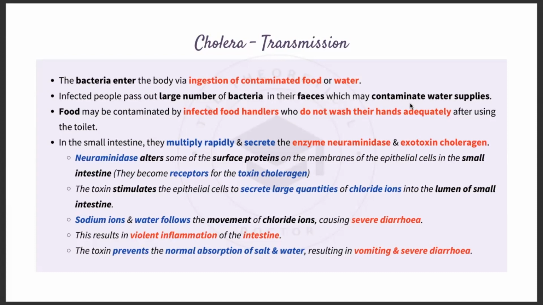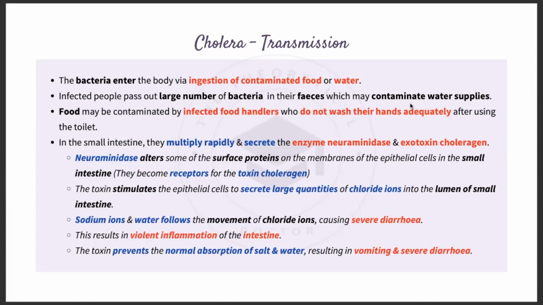So what happens is in the small intestine, these bacteria will multiply rapidly and secrete the enzyme neuraminidase and exotoxin choleragen. Actually, in our stomach, our acid is really strong, and usually when these bacteria go through, they do not survive our stomach acid, but sometimes they do, and in the small intestine is where the problem starts. So they multiply and they secrete neuraminidase and also the exotoxin. This neuraminidase will change some of the surface proteins on the membranes of the epithelial cells in the small intestine. So they will start having receptors for this toxin. So the neuraminidase comes in and changes it, and the toxin comes in and starts to bind to it.